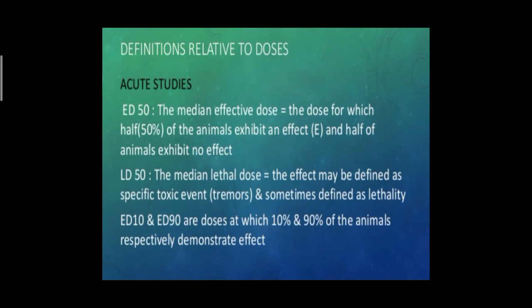Lethal dose means the effect is defined as a specific toxic event, or sometimes defined as lethality. At the lethal dose 50, 50% of the population is killed or complications happen to the particular animals. So in a group if you take 20 animals, 10 animals have died due to this particular dose. That is nothing but the lethal dose. Like that, there are effective dose 10 and effective dose 90, at which 10% and 90% of animals respectively demonstrate the effect.